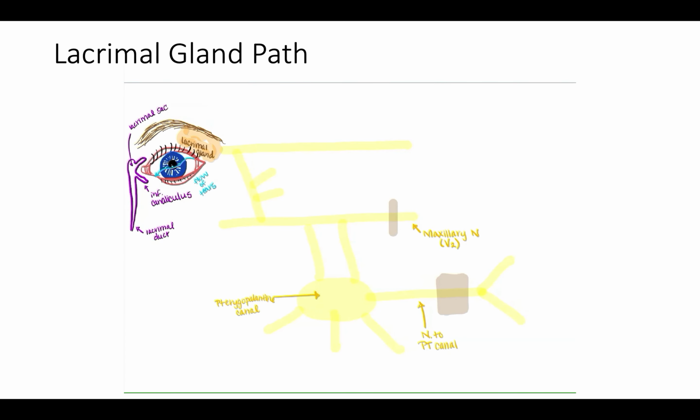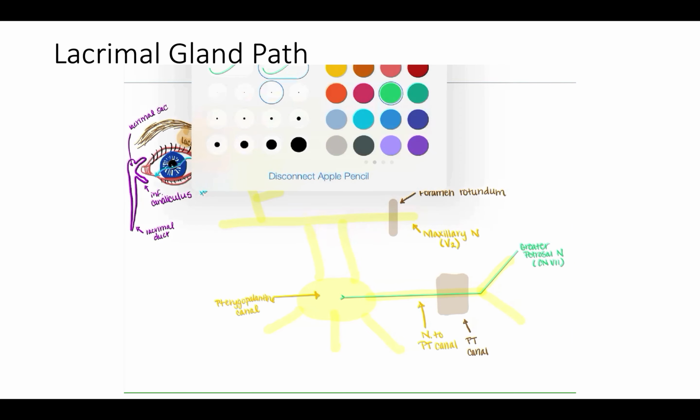So now let's label these canals. So right here, maxillary nerve V2 is going through foramen rotundum. And then the nerve to the PT canal came through the PT canal. So now we're going to draw this first nerve going through the PT canal, and that's going to be the greater petrosal nerve, which is cranial nerve 7.